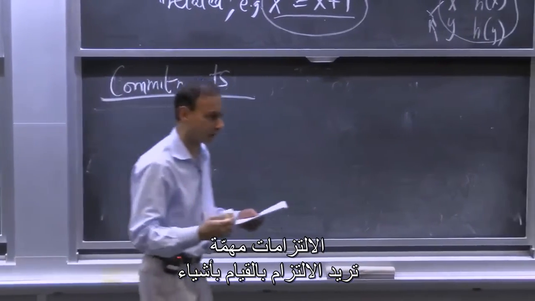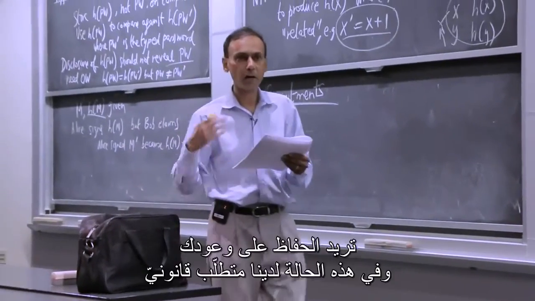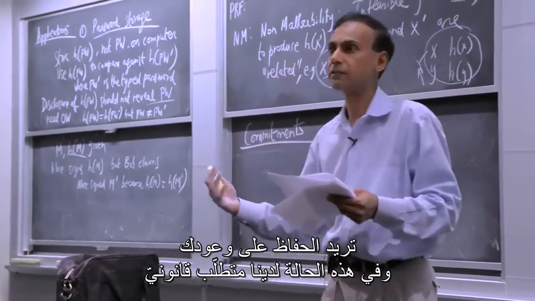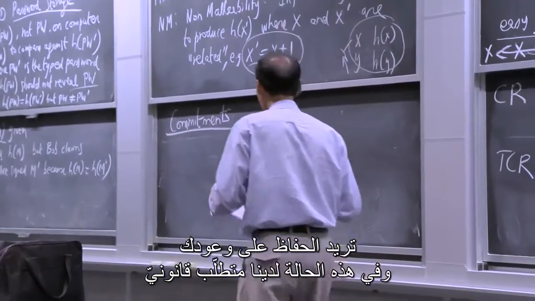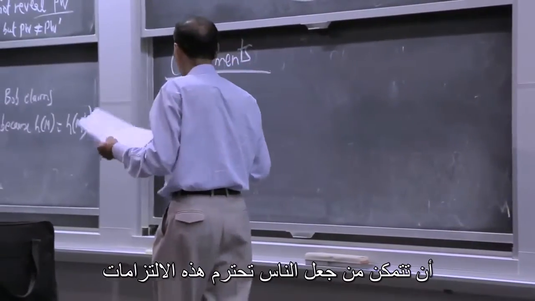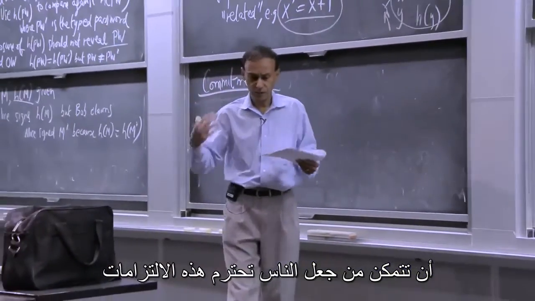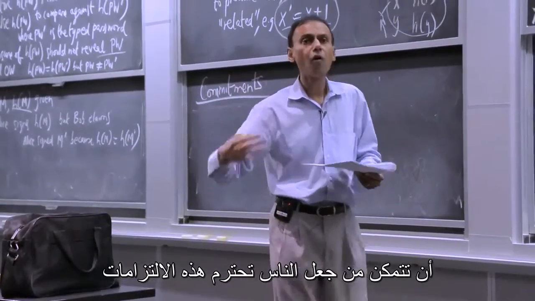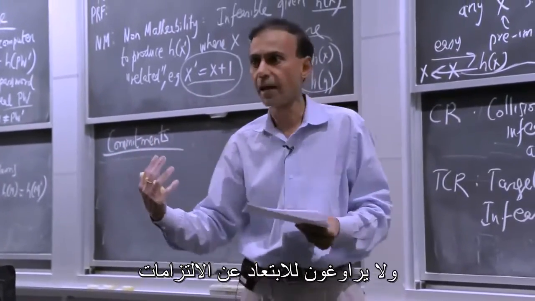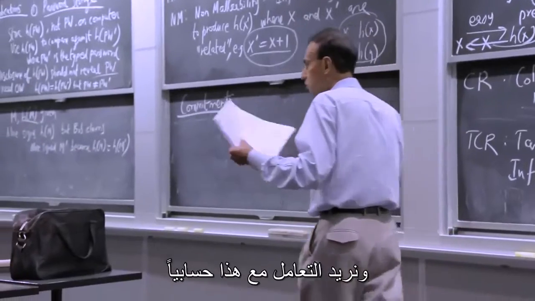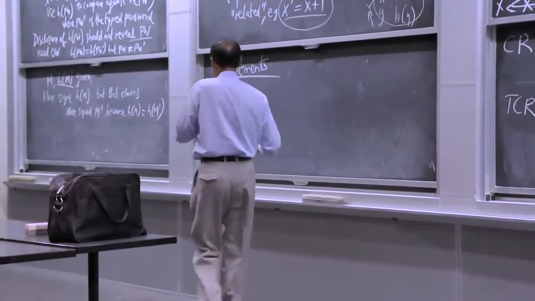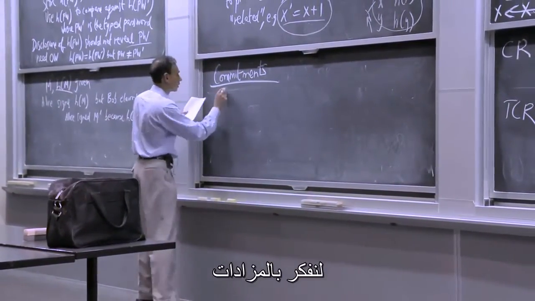Commitment is important, right? You want to commit to doing things. You want to keep your promises. And in this case, we have a legal requirement that you want to be able to make people honor their commitments and not weasel their way out of commitments, right? And we want to do this computationally. And let's think about auctions.